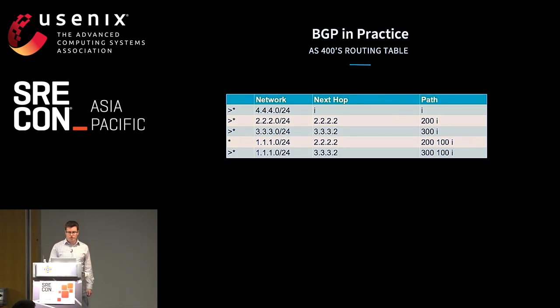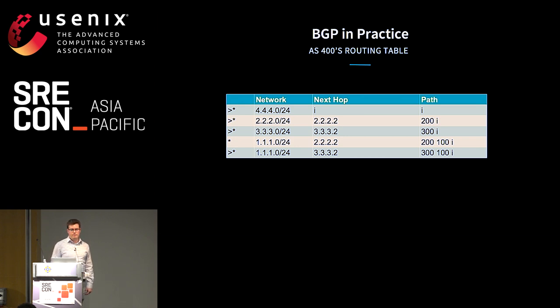So if I go and look at AS400, my rightmost router, and look at its routing table, I've got these five entries. To get to its own network, it's an internal route, so it's just got the I. Then you can see that I've built the paths to my other networks. For the bottom two rows, I've got two paths to the 1.1.1.0/24 network, which belongs to AS100 on the left. And so how do I make a decision? We need to work out which one of these paths is the best path.